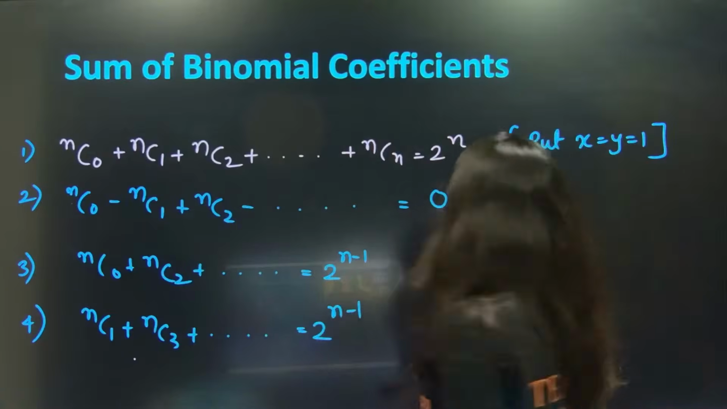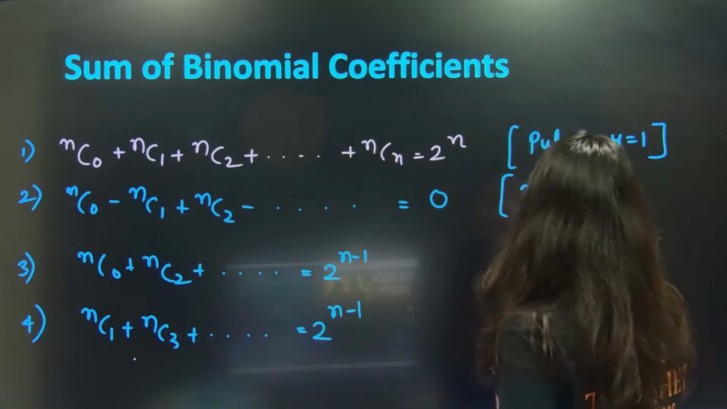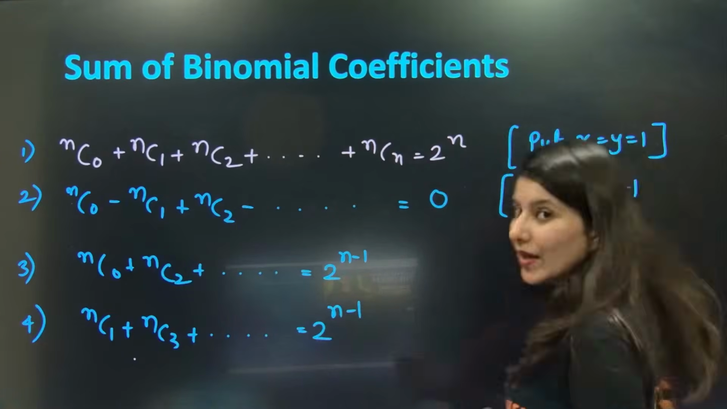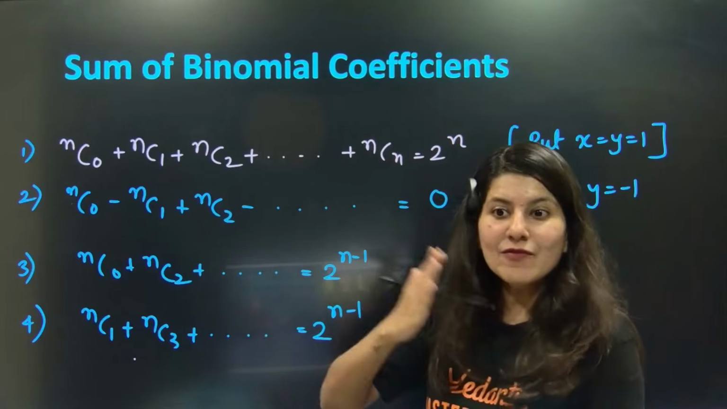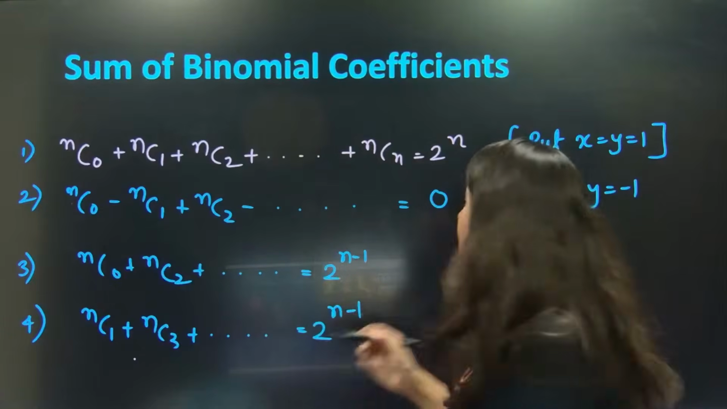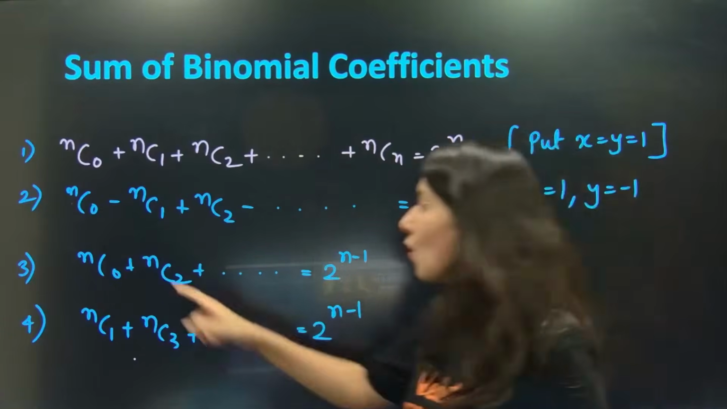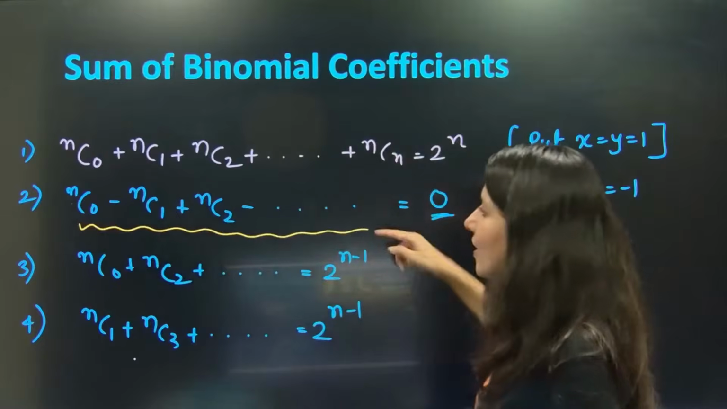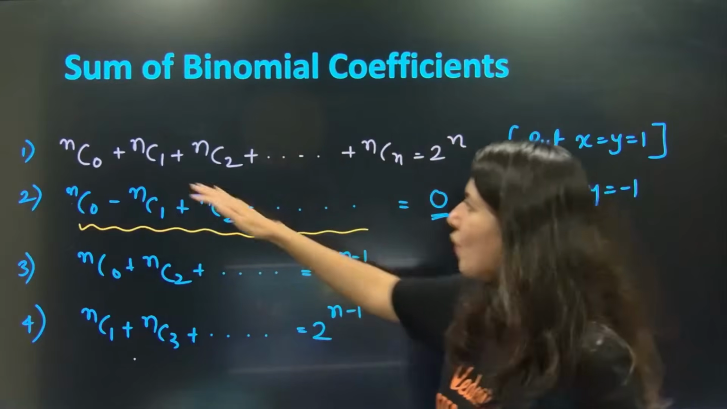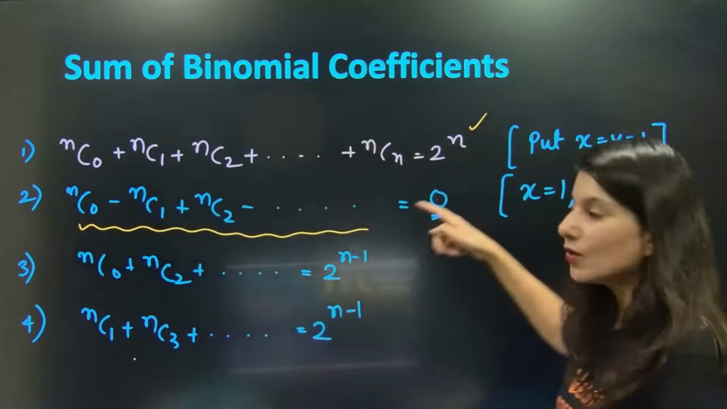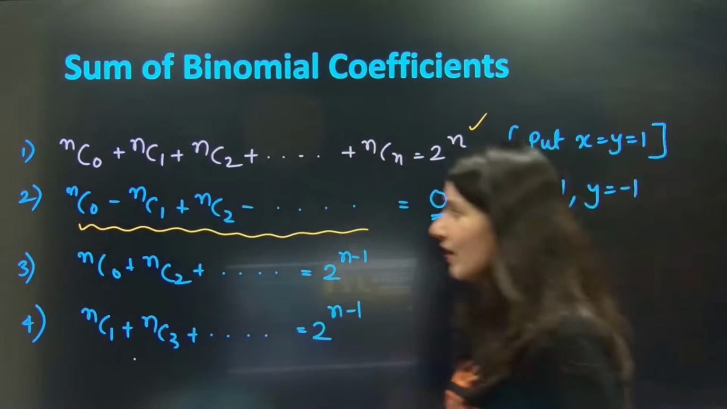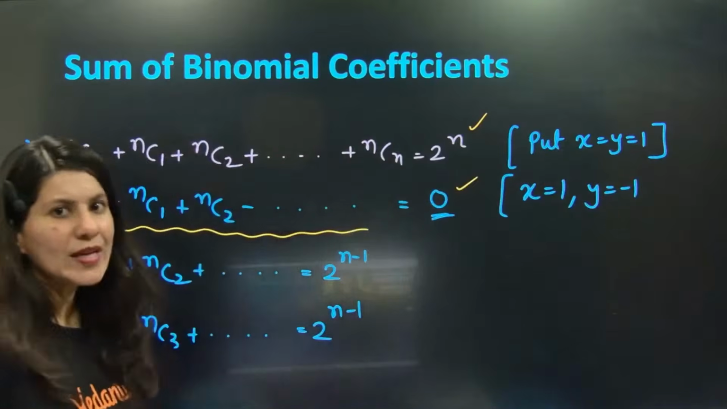Okay. Now if you put x equals 1 but y equals minus 1 in the expansion, so (x plus y) power n will become (1 minus 1) power n, which is 0. So the answer will be 0 and alternate plus minus signs will come. Getting it? So if all the signs are positive, you get 2 power n; if alternate signs are there, you are going to get 0. Now if you add the first and second equation, tell me.